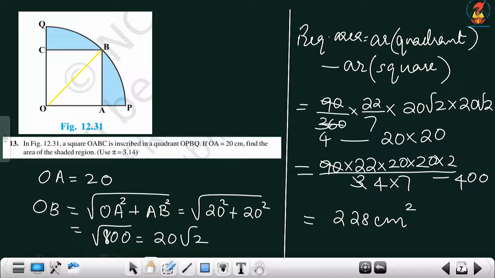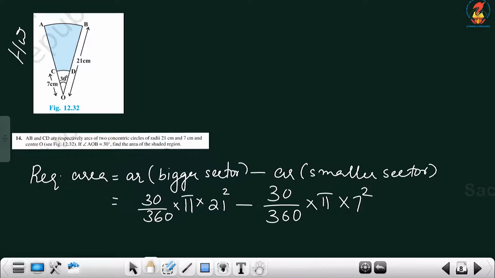Here the radius of the quadrant is not given, so we have to find that using Pythagoras theorem because this is 90 degrees. Then the next, 14th question, which I am giving as homework. Here what is given is that AB and CD are respectively two arcs of concentric circles of radii 21 centimeter and 7 centimeter. It is given that the angle at the center is 30 degrees. Find the area of the shaded region.